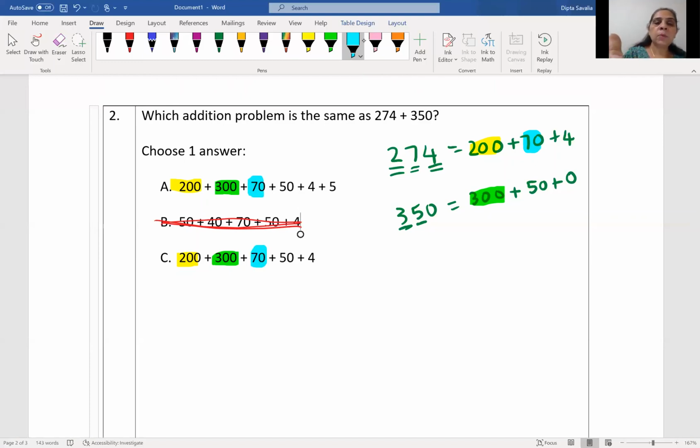Okay. Then we will check the tens for the second number. We have 50 and here we have 50. Also I have 50 here. So by looking at this, can you tell me which one is the correct answer? A or C? Let's see. Here we have ones, 4. So we have 4 and 4. And next, how many ones do we have? 0. We don't need to add 0. And with A we have an extra 5 ones. We don't need this, right? So our answer choice is C.